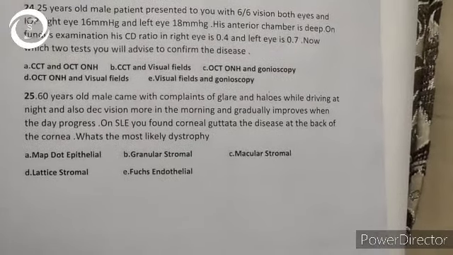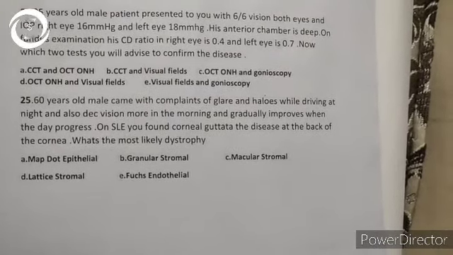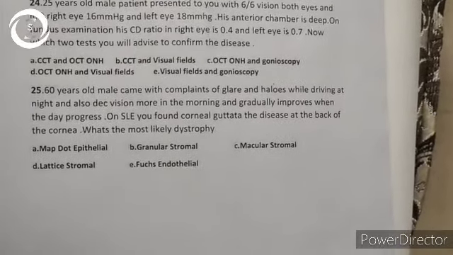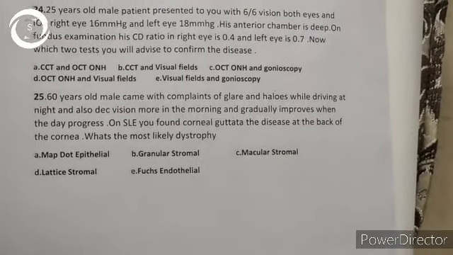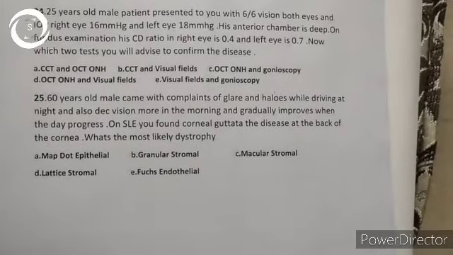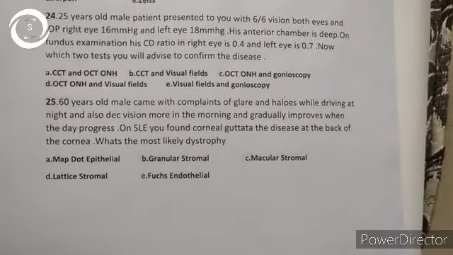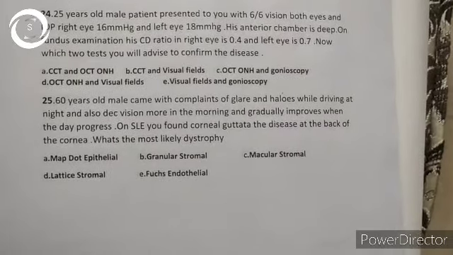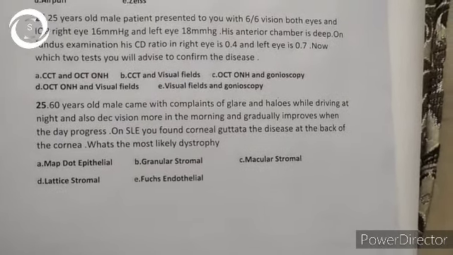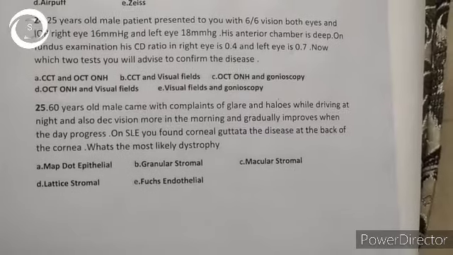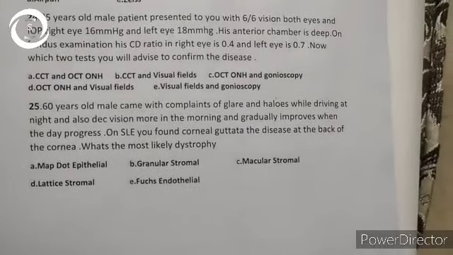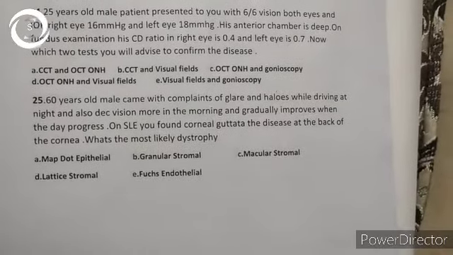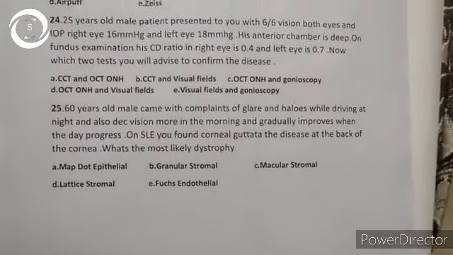Now the last question. A 60 years old male came with complaints of glare and halos while driving at night, and also decreased vision more in the morning that gradually improves as the day progresses. Now this statement tells about corneal edema in the morning, which then improves as the day progresses. On slit lamp you found corneal guttata at the back of the cornea, at the endothelium. So now it's a clear-cut case.